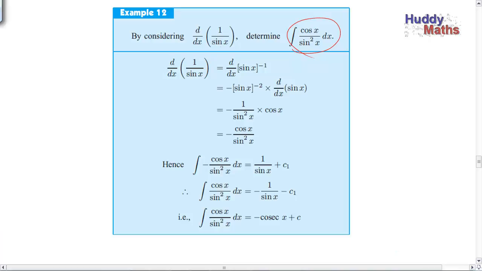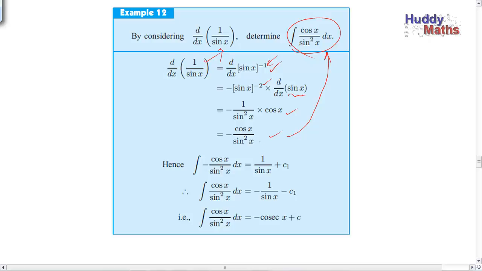But if we look at the derivative of 1 on sine x, they're giving us a clue here, which is sine x to the neg 1. So therefore, the derivative of that is neg sine x to neg 2, multiplying by the derivative of sine, which is cos. Oh, they have fed us a nice one. Basically, they've fed us a function whose derivative is almost exactly that.